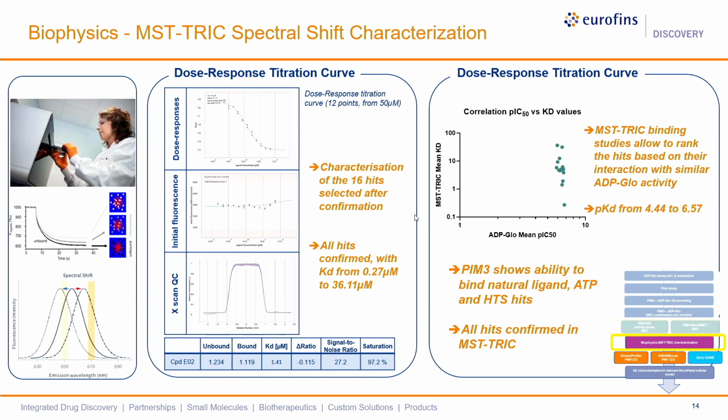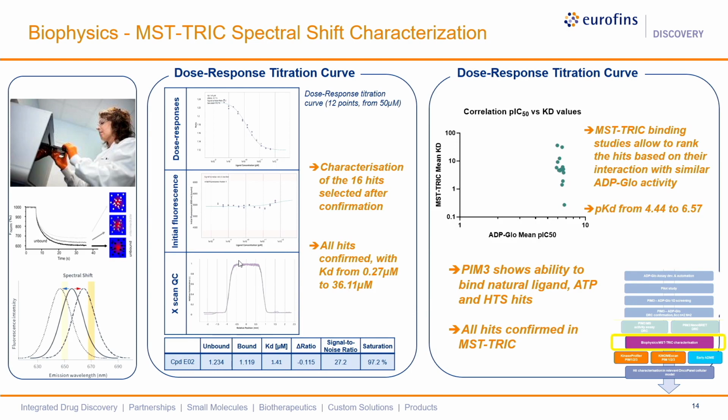The MST-TRIC spectral shift assay is a brand new technology released last September, and it combines the classical MST technology with an analysis of the shift in the fluorescence spectrum of the protein. So with this technology, you can determine the direct binding of the molecule on the protein, and it also integrates some quality control. You monitor at the same time the autofluorescence of the compound, and whether that makes any artifact with the fluorescence you are following.